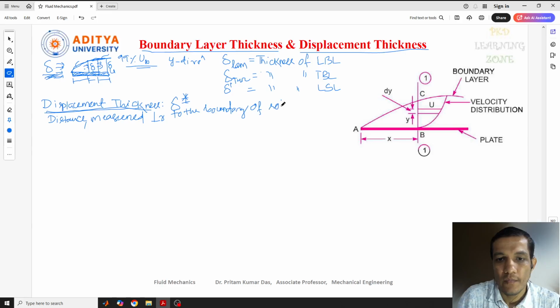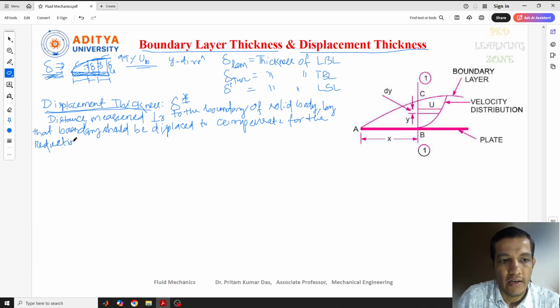The displacement thickness is the distance measured perpendicular to the boundary of the solid body by which the boundary should be displaced to compensate for the reduction in flow rate on account of boundary layer formation.